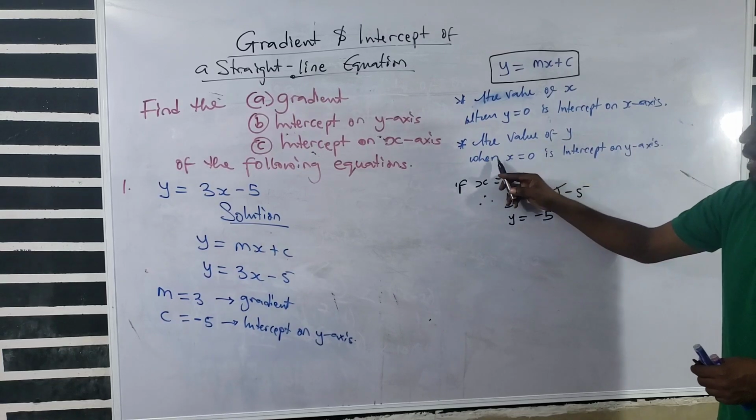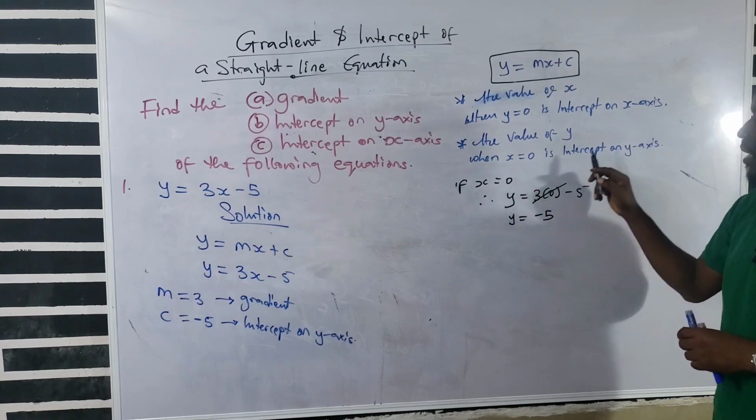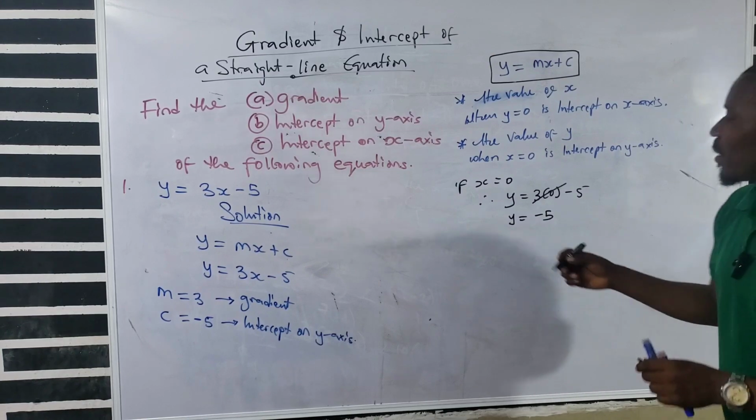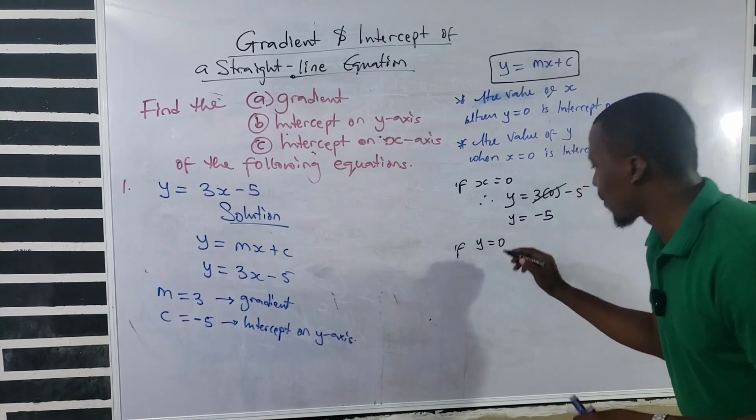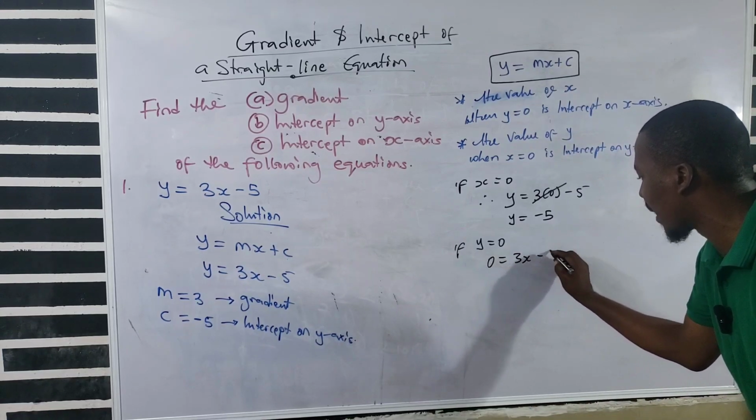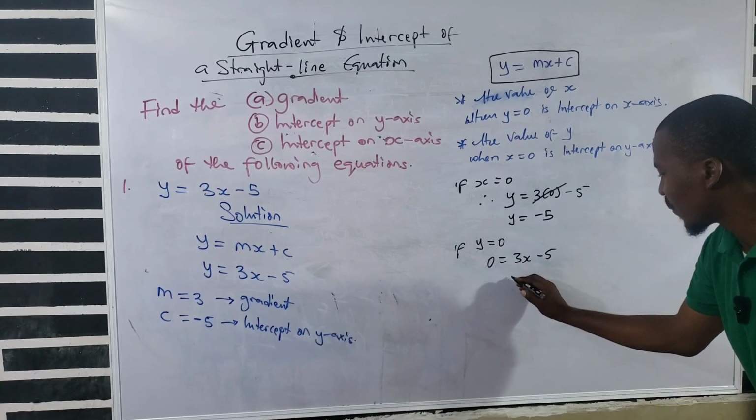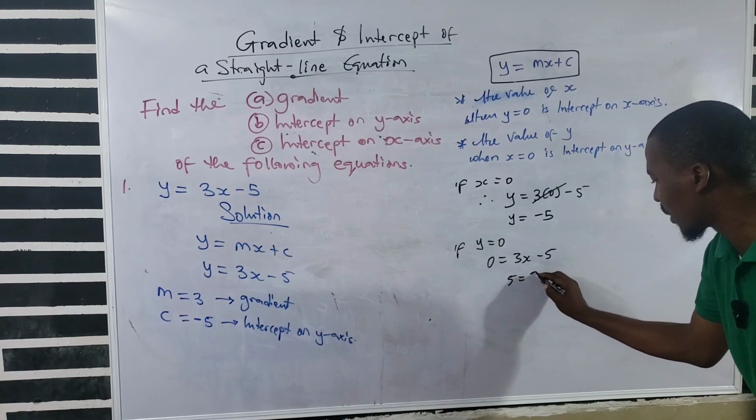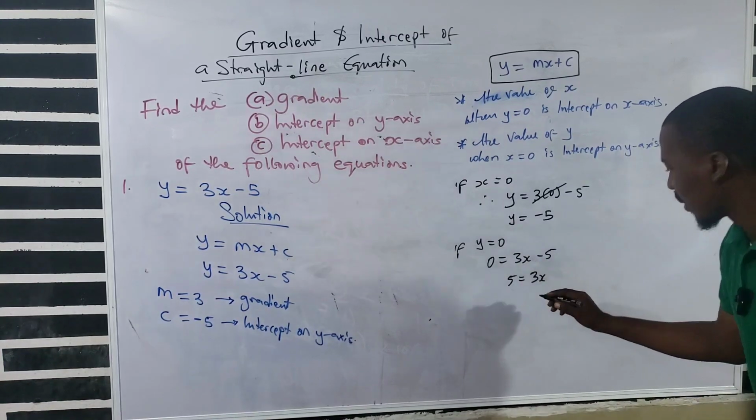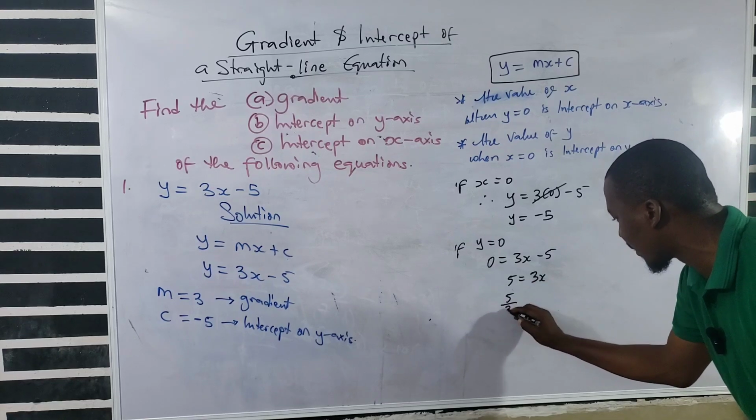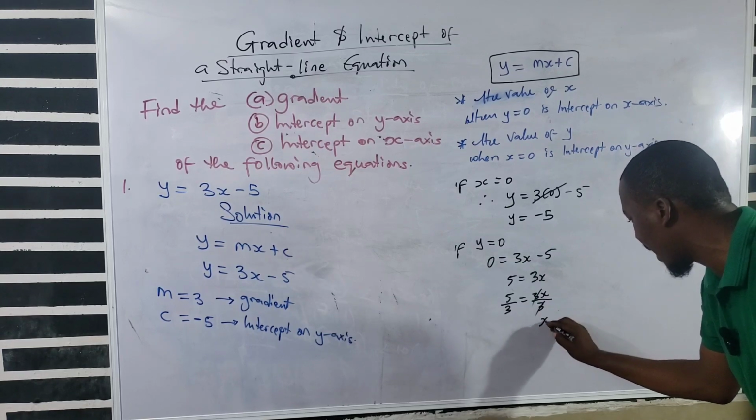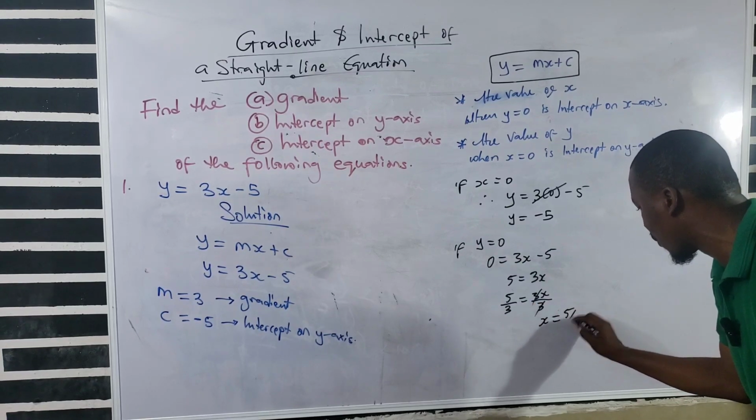Because when x equals 0 in a straight line, the value you obtain as your y is the intercept on what? Y-axis. So if y equals 0, when you put y equal to 0 there, you are going to have 0 equals 3x minus 5. So that will give us 5 equals 3x. That's when I take this minus 5 over to this place, it changes to plus. So when you divide both sides by 3, you have 5 over 3 equals 3x over 3. 3 will cancel 3 here. I have x remaining equal to 5 over 3.